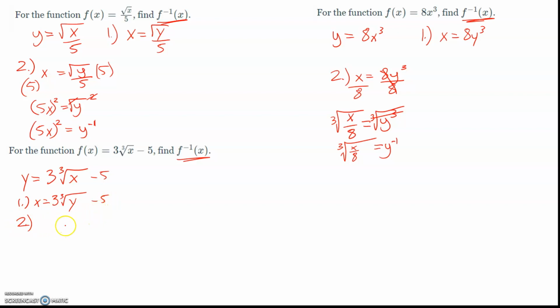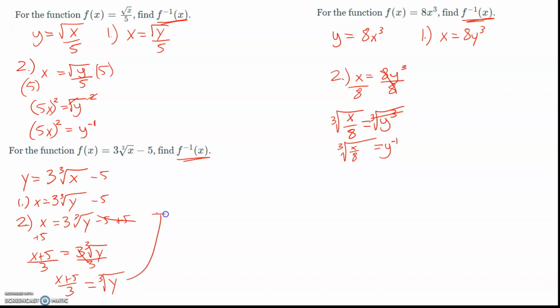So the first thing I need to do is I work from the outside in to my variables. So the first thing I'm going to be doing is adding 5 to both sides, because these are going to cancel out. This x plus 5 is going to equal 3 times the cube root of y. Okay? The next step is this 3 over here. This 3 needs to go away. I'm going to divide by 3 on both sides. These will cancel out. And that will leave me with x plus 5 over 3 is equal to the cube root of y.